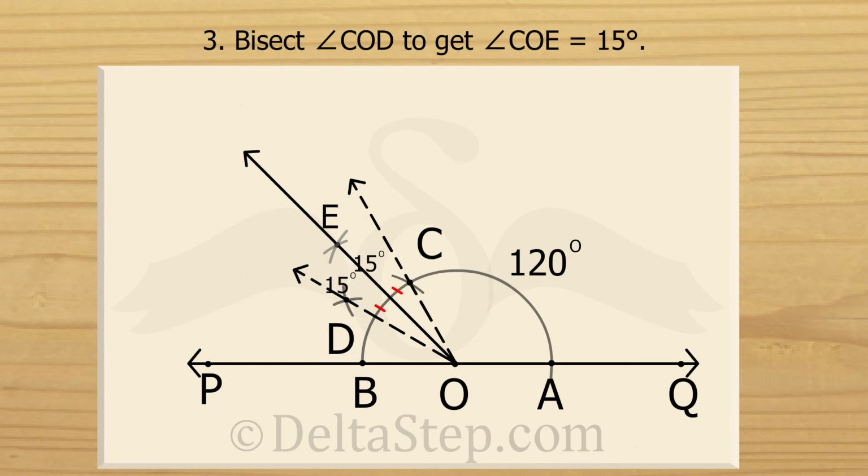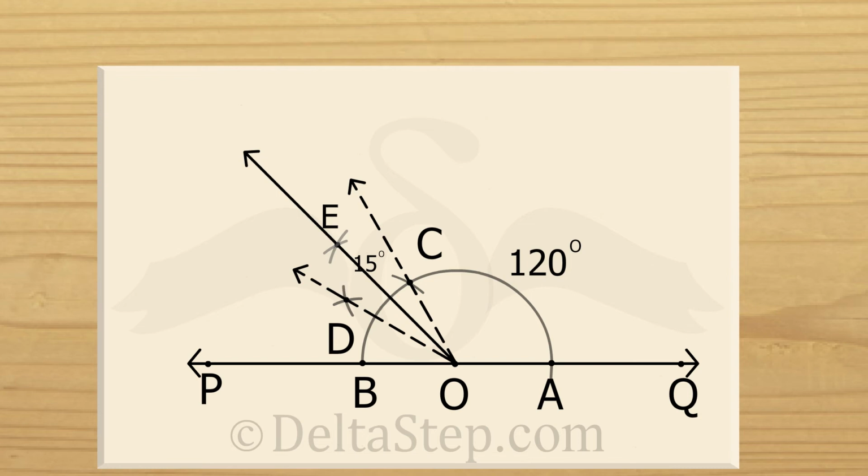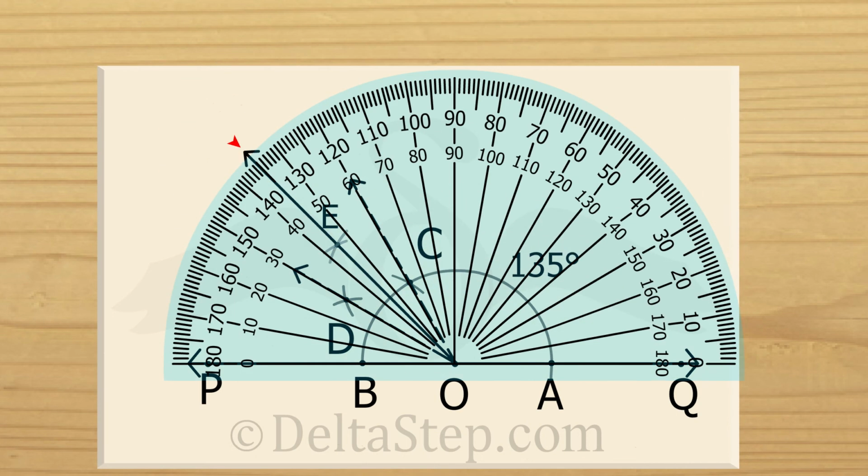So now if we consider angle EOA, we see that it is made up of two angles. Angle EOC is equal to 15 degree. Also angle COA is equal to 120 degree. So these two add up together to give a total of 135 degree. So now once again we get our required angle of 135 degree, but this time in a different way, and we can verify it using a protractor.